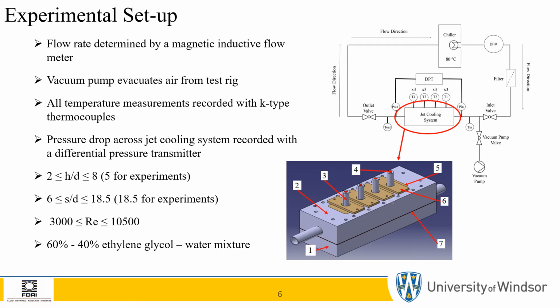Inlet and outlet temperatures are measured by K-type thermocouples, and K-type thermocouples are also used to measure the impingement surface temperatures. Pressure at the inlet and outlet is measured by pressure sensors, with the difference being reported by a differential pressure transmitter. This study investigated h by d and s by d in the range of 2 to 8 and 6 to 18.5 respectively. However, experiments were only done at h by d of 5 and s by d of 18.5 for the numerical model validation.